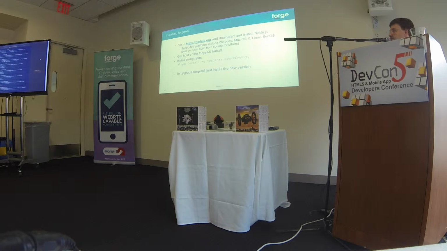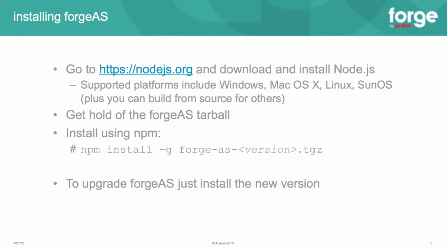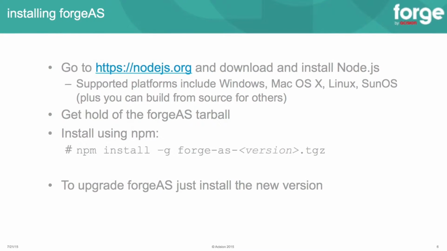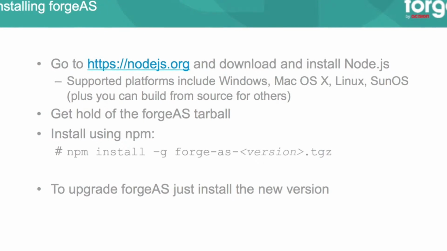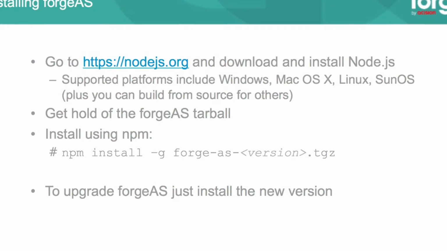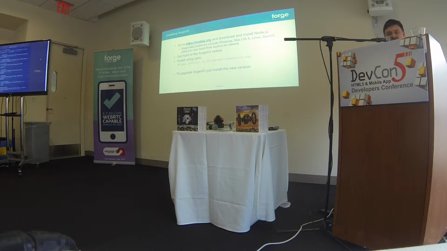And it's so easy to install because you just go to nodejs.org and install it. You get hold of the forgeAS tarball, which is on the same site now as all of the Forge SDK code, and you just install that tarball using npm. npm install -g, the tarball will install it globally into your system. And to upgrade forgeAS, just install a new version on top of the old one.